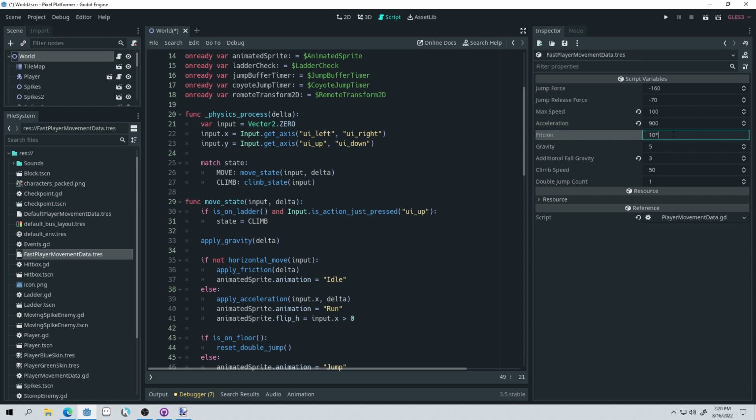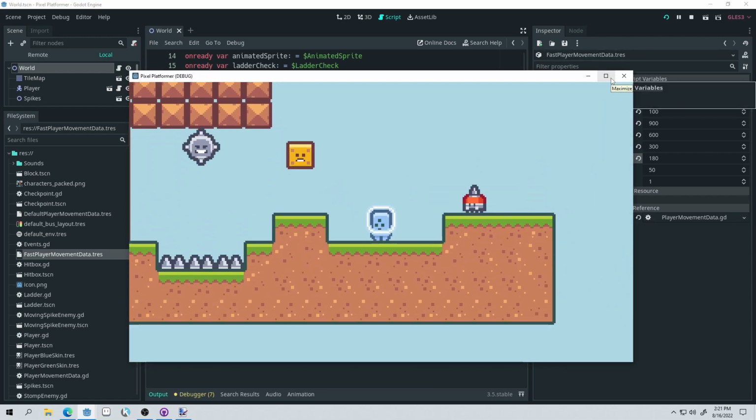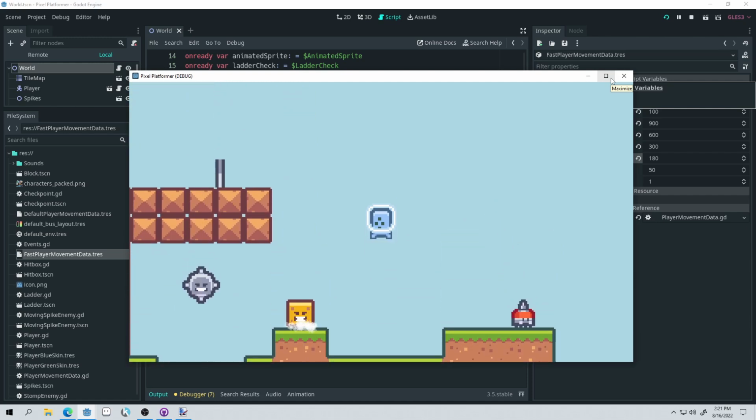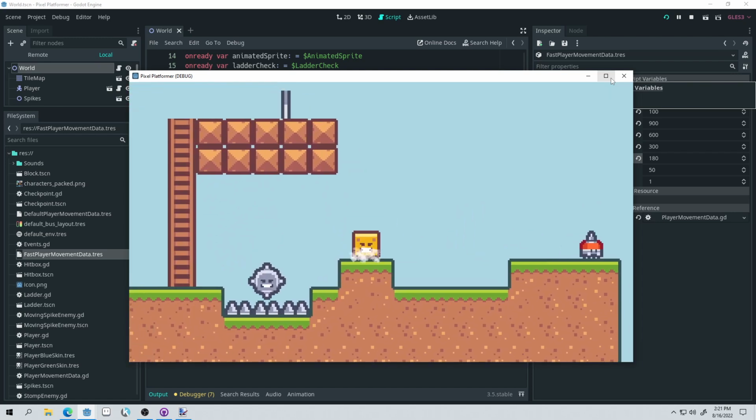Friction is the same, times 60. Gravity times 60, that's going to be 300. Additional fall gravity times 60. And then we can leave the climb speed the same because like our max speed up here, it's already being multiplied by delta. It was previously already doing that. Okay, now our character should move exactly how they moved previously. You can see we can jump about to the height of the blocks. Should be exactly the same movement that we had before.